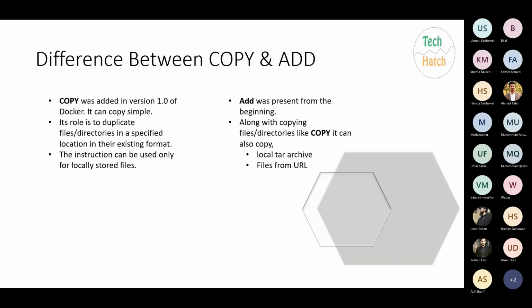If we're going to discuss the role, basically the copy instruction duplicates the files and directories in a specified location in their existing format. You can use the copy instruction if you need to just copy some files or some directories. It will not copy any content from any URL. If you define a URL as a source, it won't copy anything from that particular URL.